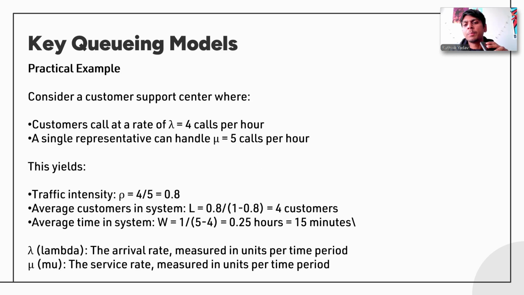A practical example of queuing would be, let us consider a customer support center where customers call at a rate of lambda equal to 4, where lambda is the arrival rate, 4 calls per hour, and a single representative can handle only 5 calls per hour. This yields that the traffic intensity is equal to 4/5, which is 0.8, and the average customers in system is equal to 0.8/(1 - 0.8), which is 4 customers. And the average time in the system would come to 1 hour.